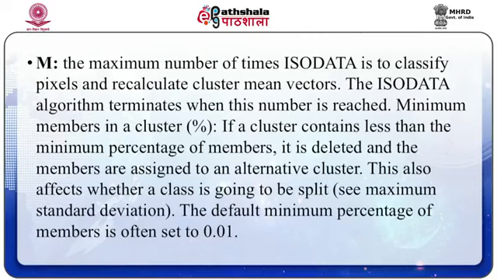Minimum number in a cluster, in percent. If a cluster contains less than the minimum percentage of members, it is deleted and the members are assigned to alternative clusters. This also affects whether a class is going to be split. The default minimum percentage of members is often set to 0.01.